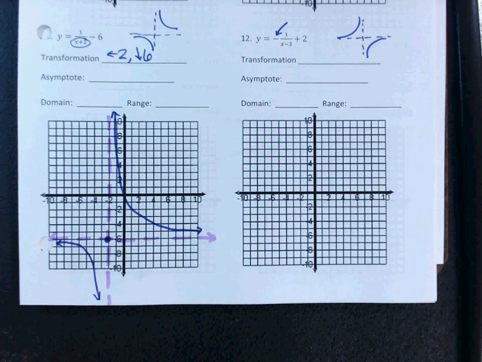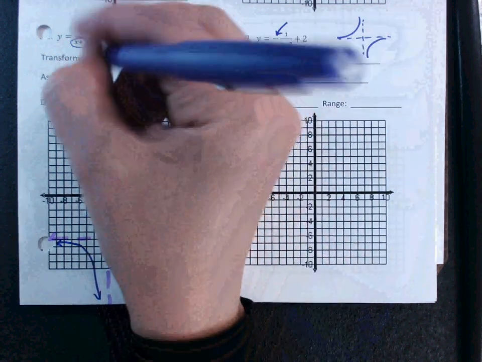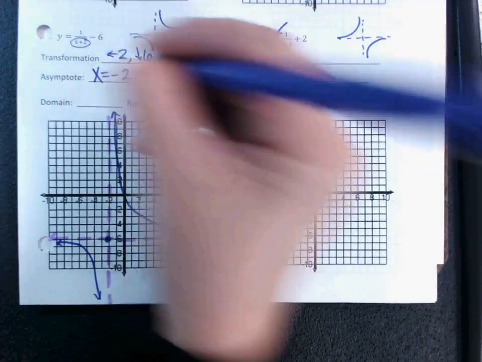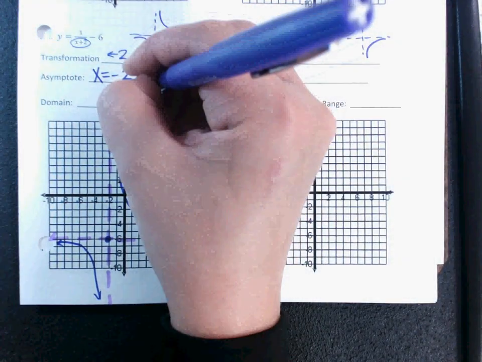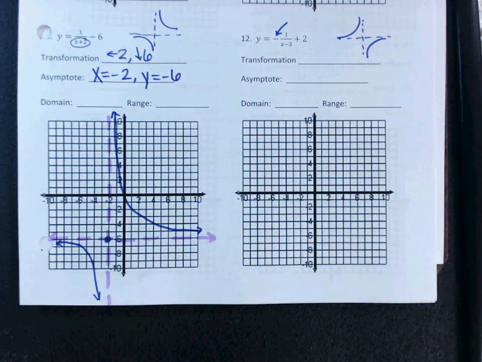Now, asymptote refers to the equations of those two lines. So remember, you're just going to put where the dotted line is. At what x is my dotted line going this way? X equals what? -2. And where's my y at? -6.